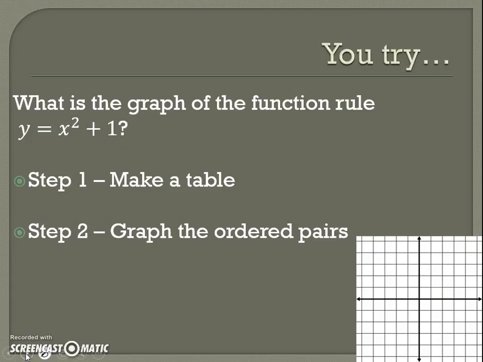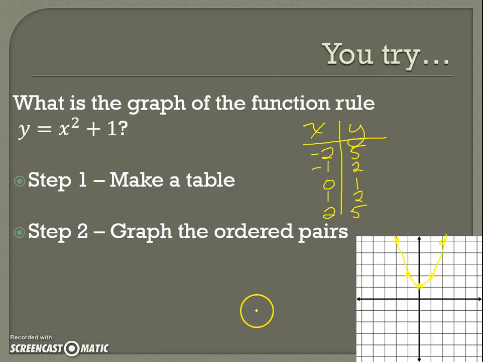Here's one for you to try. Go ahead and pause and give this one a go. All right, so here is what I got. Take a look at this. There's my table. There's my graph. This, by the way, is called a parabola. We're going to spend a lot of time on this later in the year, but that's kind of an important shape where these things continue going. So make the table. You kind of see how it swoops down, kind of makes a U shape.